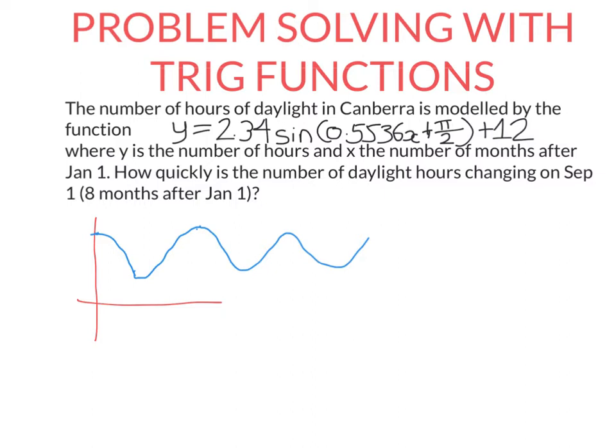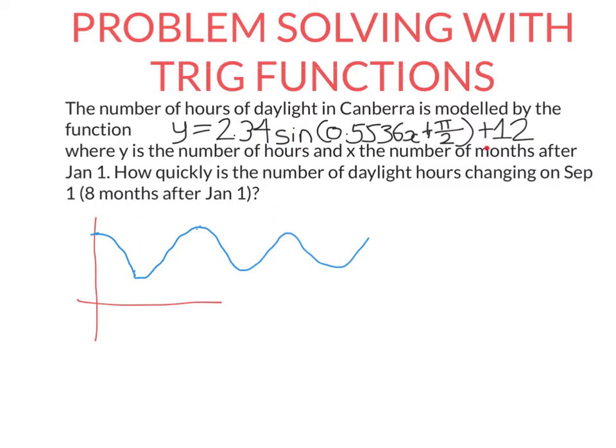Okay, so the question is asking us how quickly the number of daylight hours is changing on September 1, 8 months after January 1. So because we're asked how quickly something is changing, we're talking about a rate of change, and straight away you should think calculus. We want to know how quickly this function is changing when x equals 8, because x is the number of months after January 1. So all I need to do is differentiate this function here and substitute x for 8.